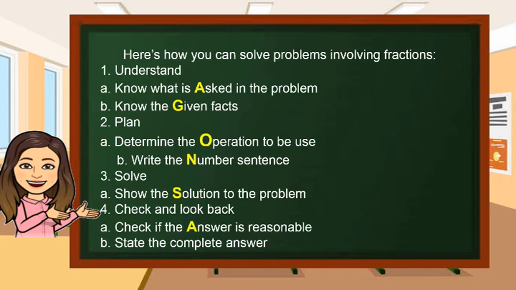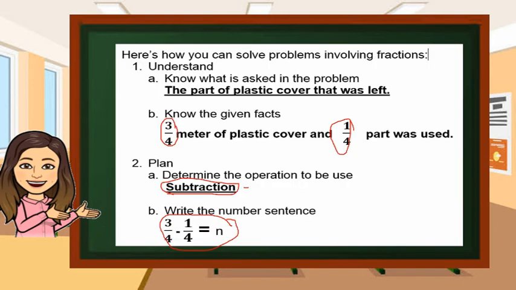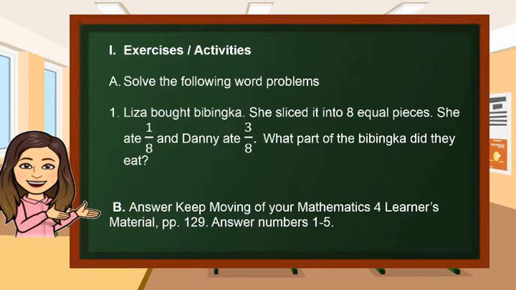Again, what is A? A for ask in the problem, G for given facts, O for operation, N for number sentence, S for solution, and A for answer or complete answer. So here are the following exercises and activities that you have to answer for this week. Lisa bought bibingka. She sliced it into 8 equal pieces. She ate 1/8 and Danny ate 3/8. What part of the bibingka did they eat?